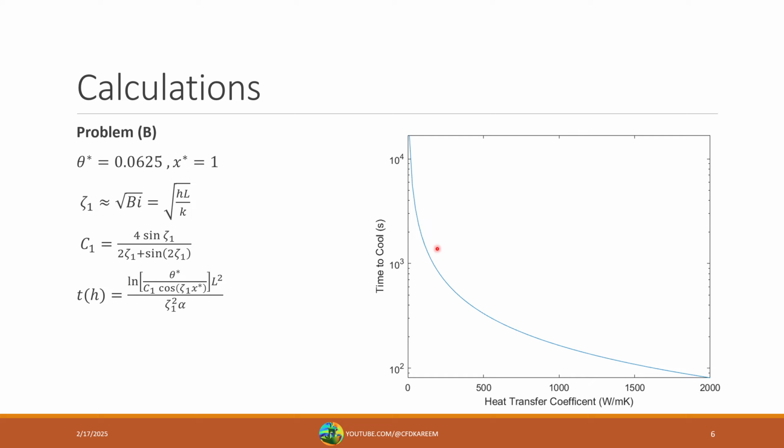So on the graph on the left here, we can see that our time to cool is plotted on a log scale, and our heat transfer coefficient is on the x-axis down here. And we can see as we increase the heat transfer coefficient, the time that it's going to take to cool the chuck is going to drop fairly dramatically. To calculate this plot, we used a MATLAB script, which I'll look at now.